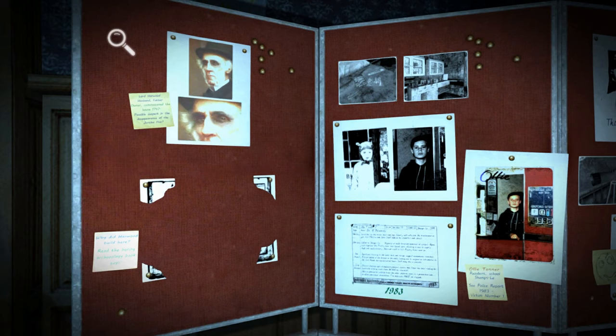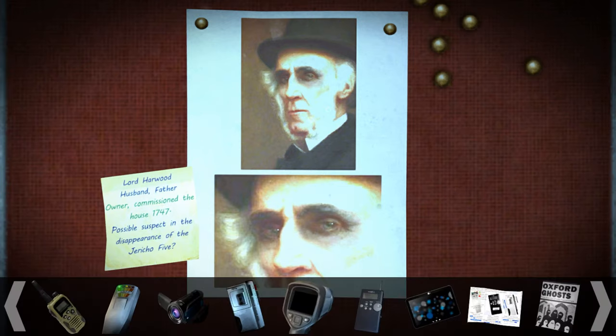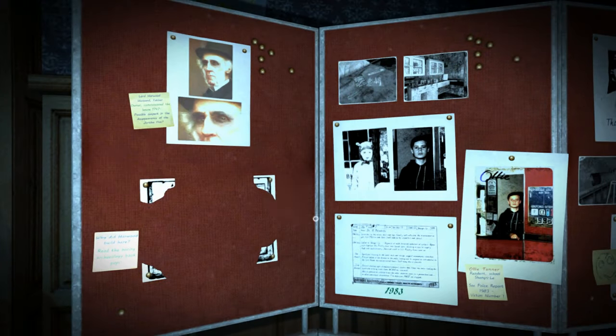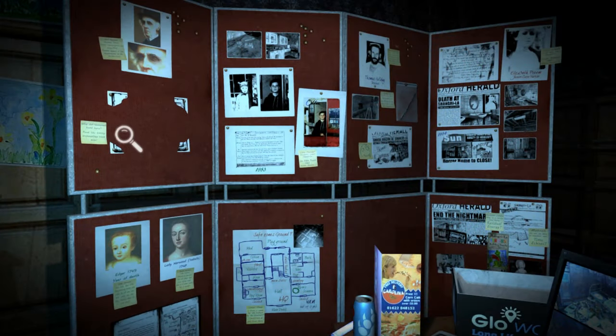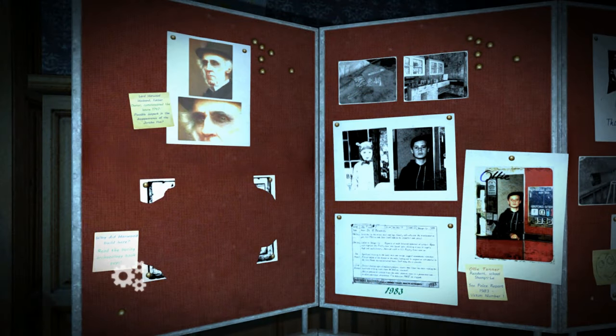Take a look at the board. Lord Harwood, husband, father, owner, commissioned the house 1747. Possible suspect in the disappearance of the Jericho Five? Why did Harwood build here? Read the boring archaeology book, guys. Something was here, but it's been torn up.